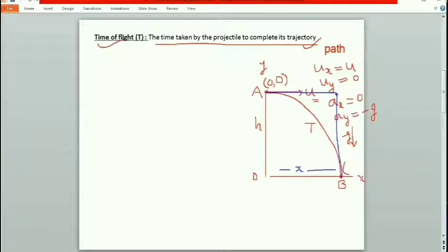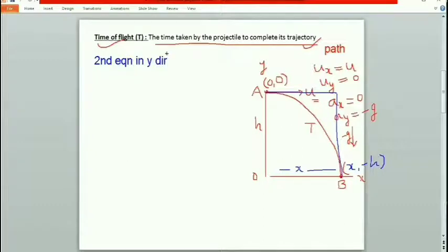And from here this displacement is equal to h. Okay, minus h because it is below the reference point A. A से नीचे की ओर है, -y डायरेक्शन में काम कर रहा है, तो -h. So the coordinate of B is x, -h. क्लियर? Now we will use the second equation of motion in y direction to calculate the value of time of flight. Second equation in y direction.